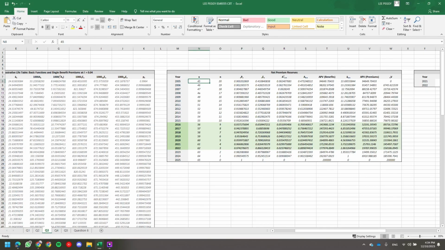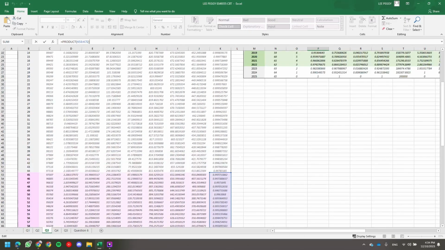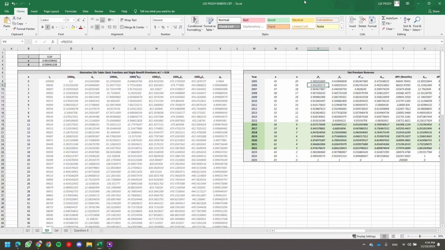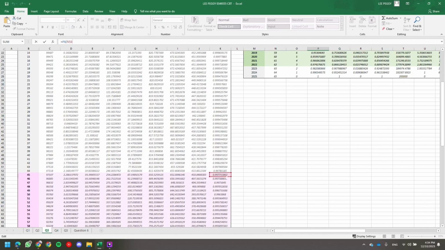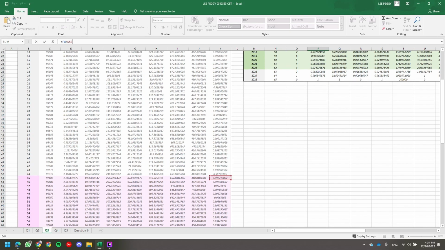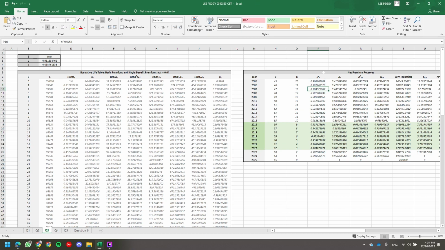So for 20p45, we take the product of all of these throughout the years for age 45 to age 65. For 19p46, we can just use this total and divide it by p45, and we can obtain this. Dragging it all the way down, we can get all the values respectively.